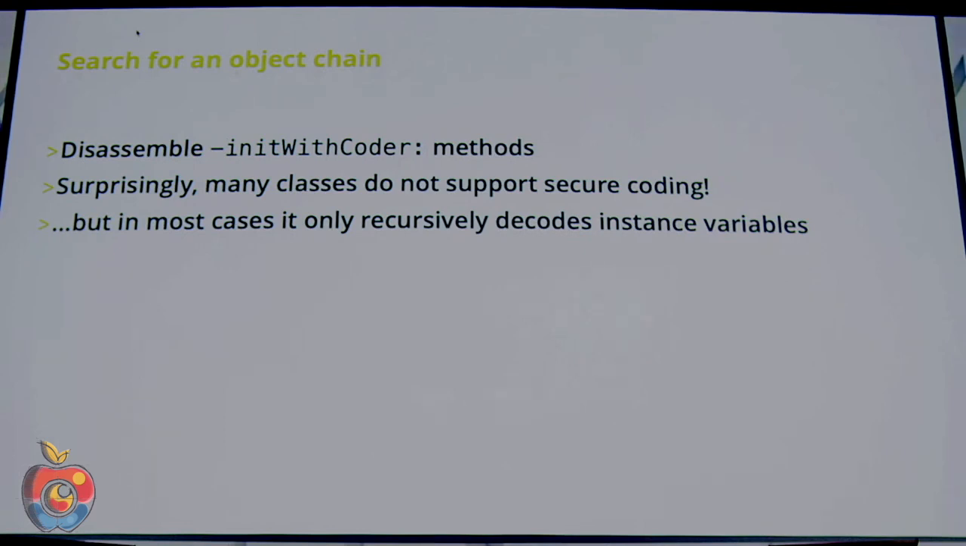And what I noticed is that, especially in AppKit, many of them do not support secure coding. Kind of surprised me, but many of them aren't really objects that you want to send to somebody else. So they're not used for XPC or something like that, so there's really no need for secure coding. Also, many of those were not very interesting. They just recursively decode some instance variables and then they're done. So it took a while to find any of them that had anything actually useful.